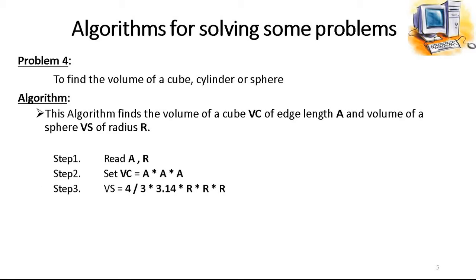Step 3 is volume of sphere, and the formula is 4 divided by 3 pi r cube. So here we will write it as 4 divided by 3 multiplied by the value of pi, that is 3.14, and r cube can be written as r multiplied by r multiplied by r. And in step 4 we will just output the values of VC and VS, volume of cube and volume of sphere, and then exit.